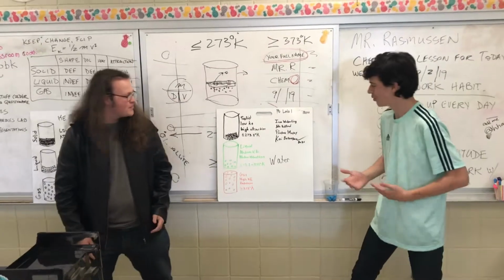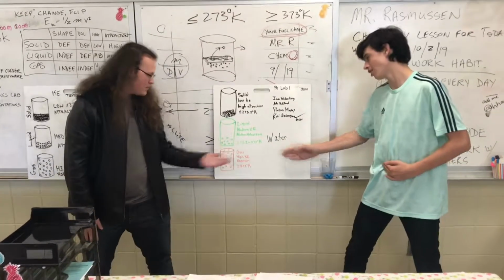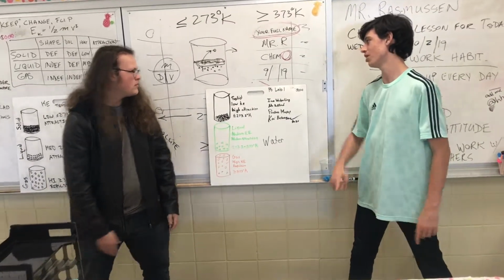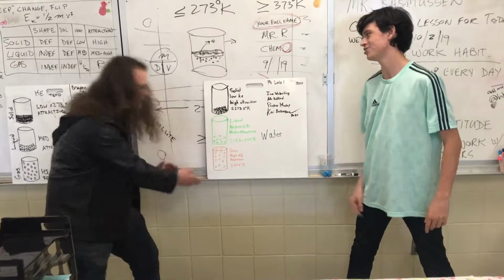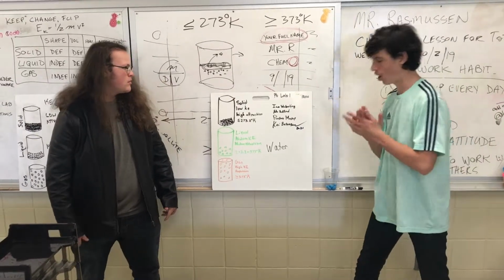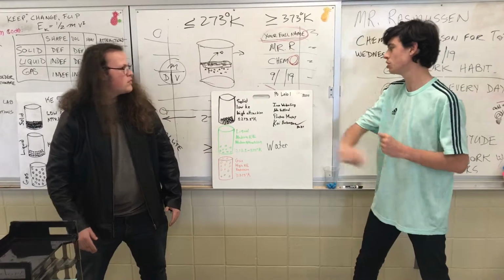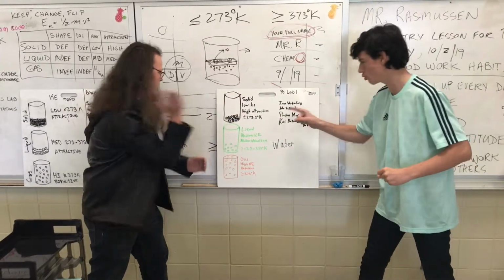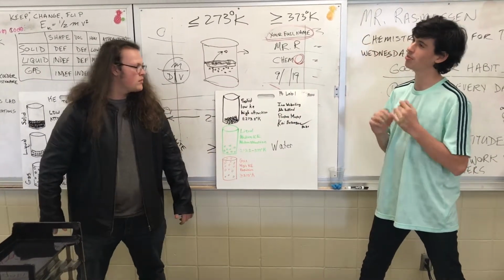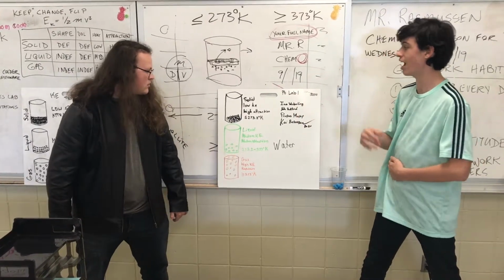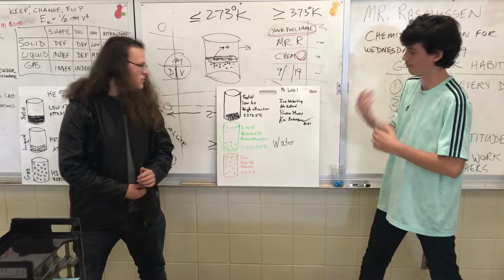All right, today we are going to be talking about water and its different states of matter. There are three different states of matter: solid, liquid, and gas. For each, we have to include two variables: kinetic energy and attraction. Today we're going to be explaining how solids, liquids, and gases each have different kinetic energies and different attractions.